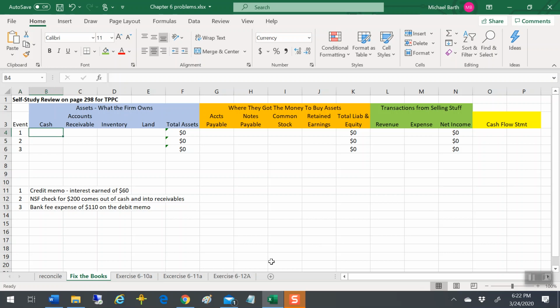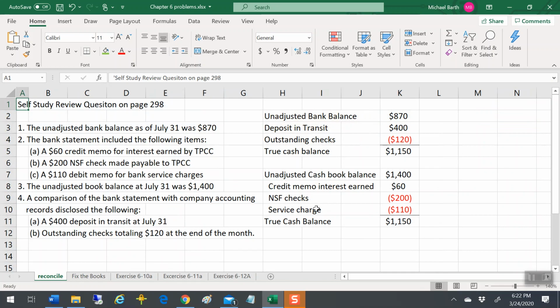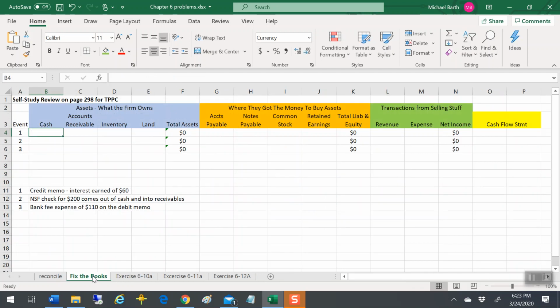There were three items in the reconciliation: credit memo for interest earned, non-sufficient funds check, and a service charge. So let's go through here and just take a quick look at what the entries would be. All right, so we got a credit memo where we earned $60 of interest. Well, cash goes up by 60 bucks, and it's a revenue. There's no expense associated with it.